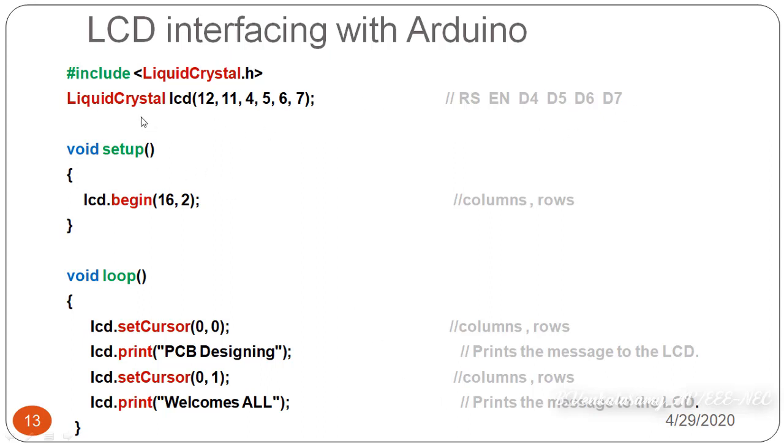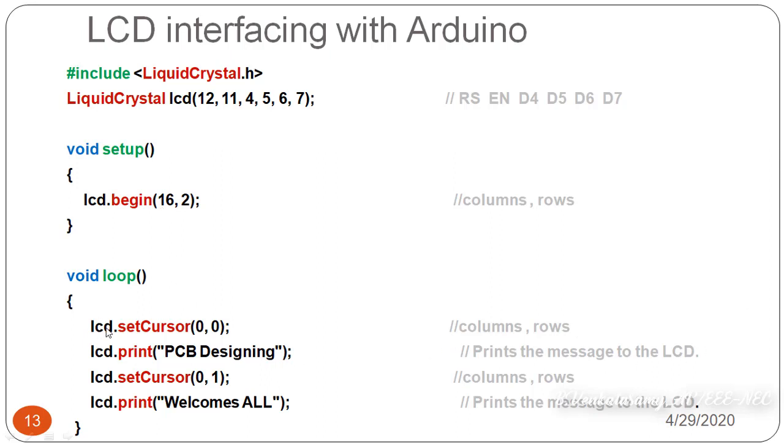Note that the program is case sensitive, that is, L and C will be capitals, and the remaining will be small. Then inside void setup, lcd dot begin 16, 2. We are going to connect a 16x2 LCD, 16 columns and 2 rows, so we configure it as 16, 2.